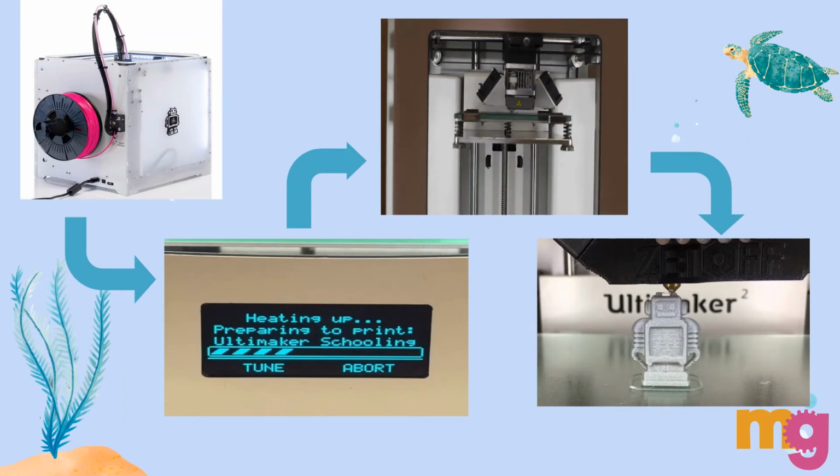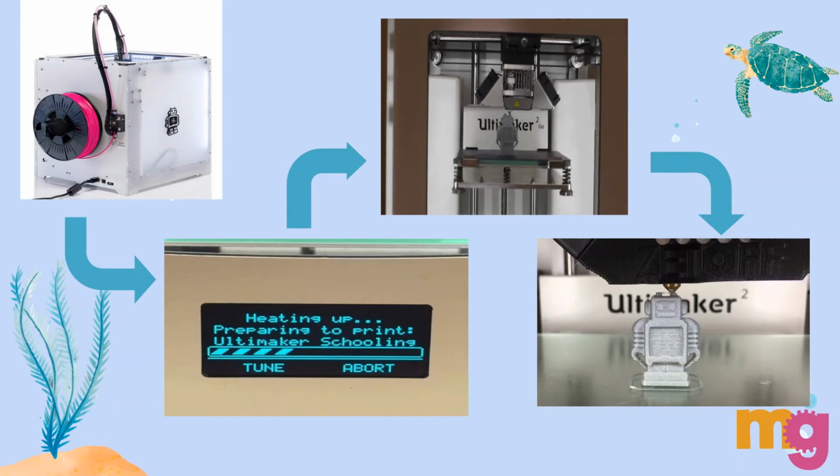On the back of our 3D printers, there is a spool of plastic which is called filament. This you can see in the first picture on the far left, and it's that bright pink plastic on the back of the 3D printer.